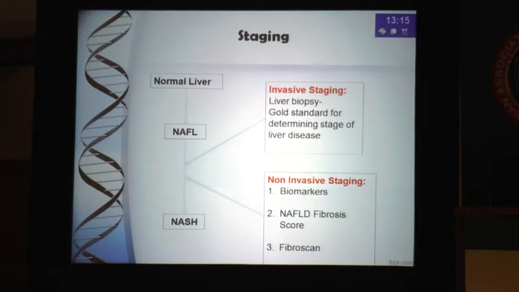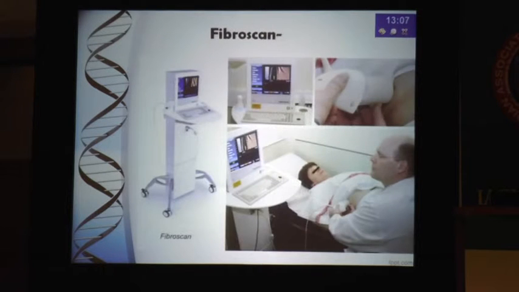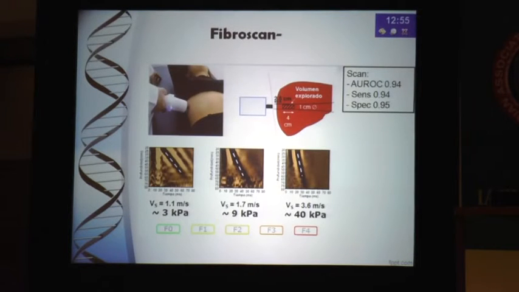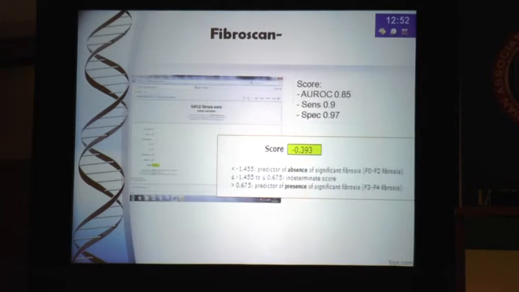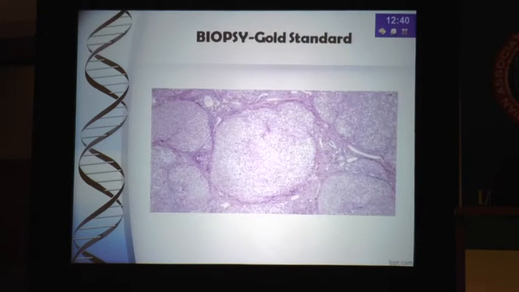No doubt, biopsy is the gold standard, but it's invasive. For non-invasive, as I told, ultrasound is there, but there is another important test, that is FibroScan, also called transient elastography. FibroScan has the advantage that it is non-invasive. It can be done on an outpatient basis, at the bedside, and it gives a very good idea. Recently, it has been well validated that if the score is less than 1.4, it suggests absence of significant fibrosis. If it is more than 0.675, it predicts the presence of significant fibrosis. So at least we can have an idea whether significant fibrosis is there or not.